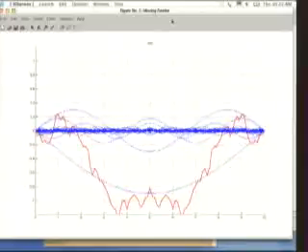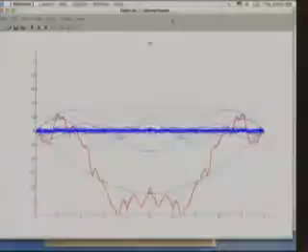So I think this is a great moment for a break. We will reconvene in 5 minutes.